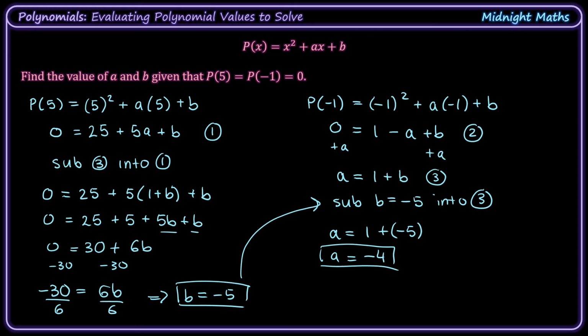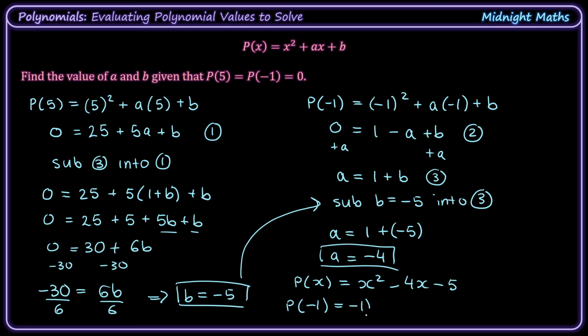And we can double check that if we wanted. If we substituted them into here, we should be able to get the 0 back for each. Maybe I'll just do that for one of them. Let's just rewrite what p of x is first. So it's going to be x squared minus 4x minus 5. And now let's try p of -1.